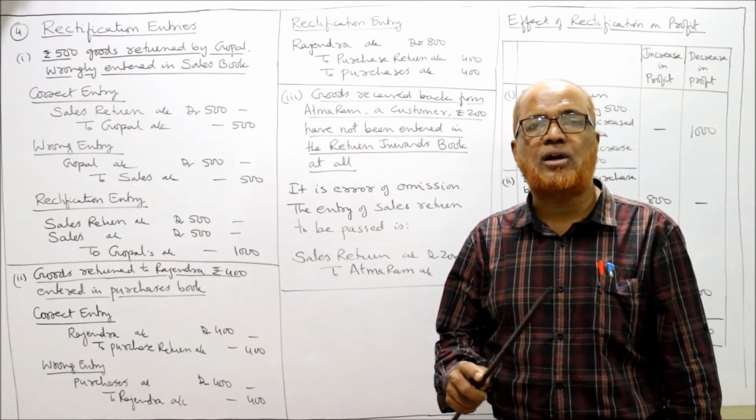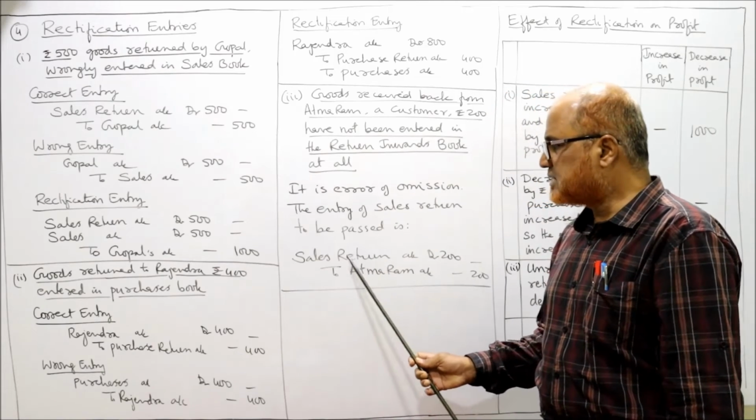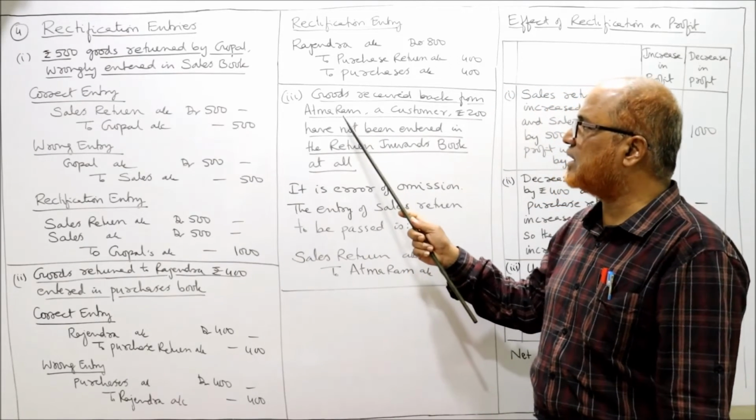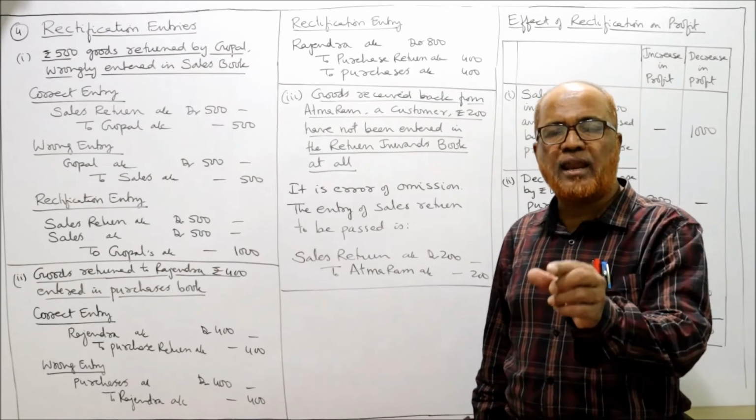Sales return account debtor to customer account. Sales return account debtor to customer. Who is the customer here? Atmaram. So it's an error of omission.